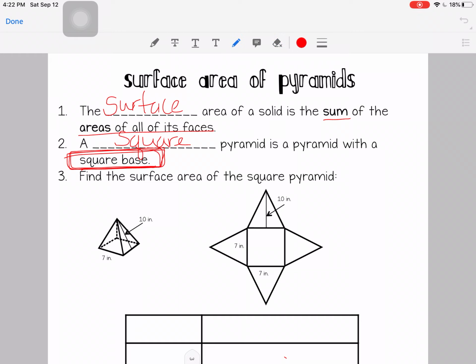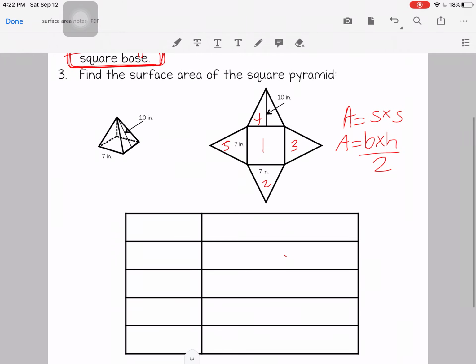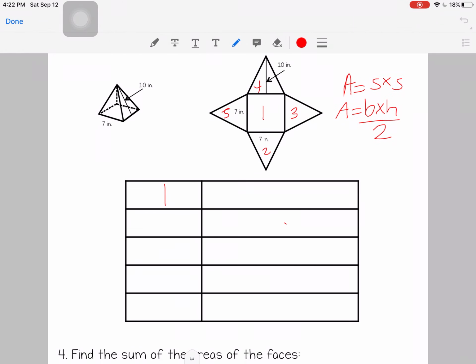All right, just like I did with my rectangular prism and my triangular prism, I'm going to number my faces. So you notice that my faces are one square, so I use the formula area equals side times side, and I have 4 triangles, so I use the formula base times height divided by 2. So let's get started. So I have 5 sides.